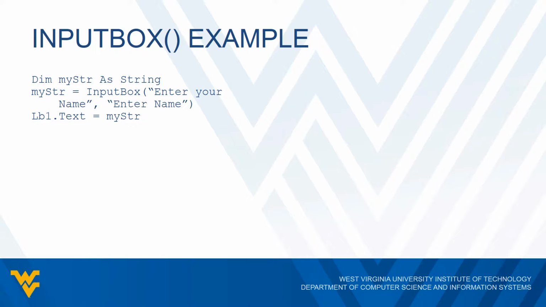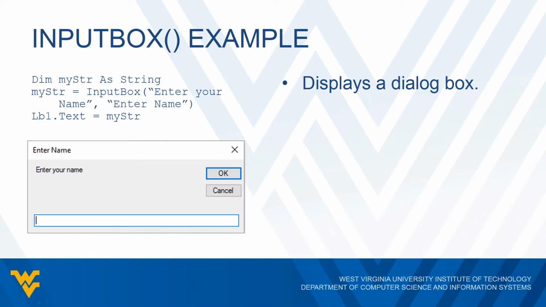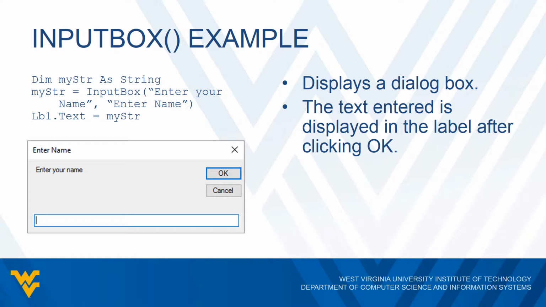So this function will display a dialog box. In fact, it's going to look something like this. This would pop up on your screen. You'd see that it says "Enter your name" as the prompt. There's a text box to actually type in stuff, and you can click on OK or Cancel. When you enter some text and click OK, the text that's entered would be stored in the label, so you would actually see that text appear in the form wherever that label is.